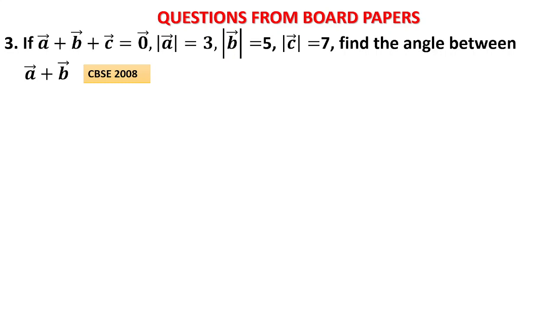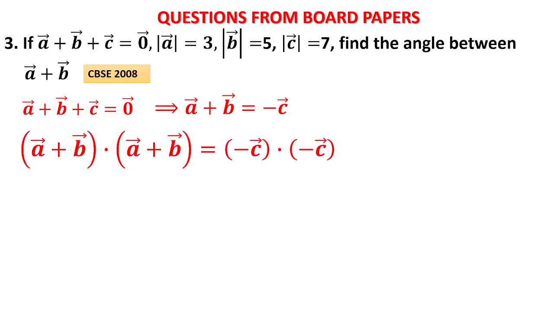We are going to make use of our dot product idea here. How to do it? a plus b plus c is equal to 0. Then what is a plus b? It is minus vector c, by pushing vector c to the right hand side. Now I am doing the dot product. (a plus b) dot (a plus b) is equal to (minus c) dot (minus c), because a plus b is also minus c. Now what is the dot product of the vector?